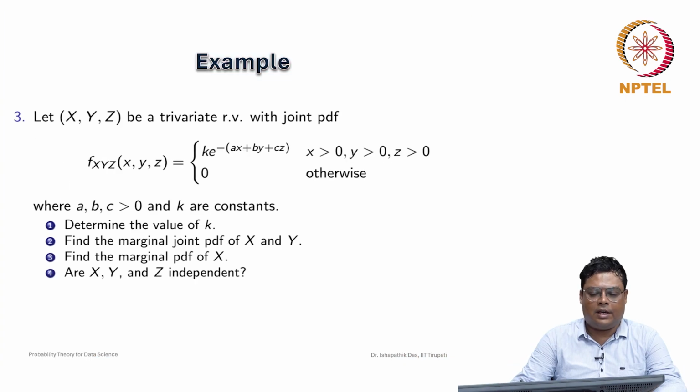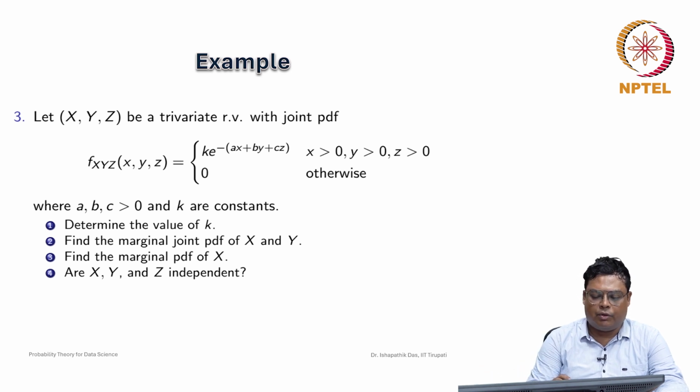Let us discuss another numerical example for a continuous random variable in the multivariate case. Here the joint probability density function is given. Let x, y, z be a trivariate random variable with joint probability density function given by this. So you can see that this is the joint probability density function.